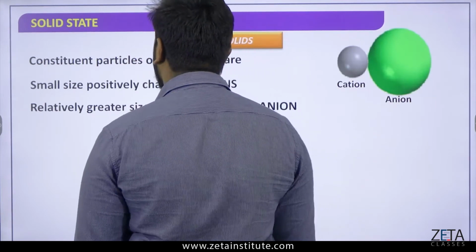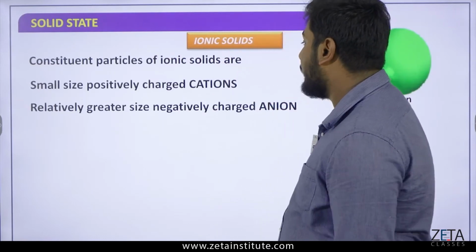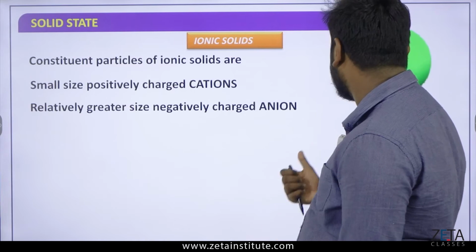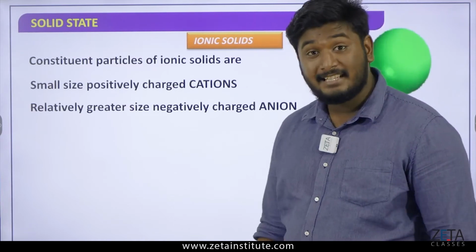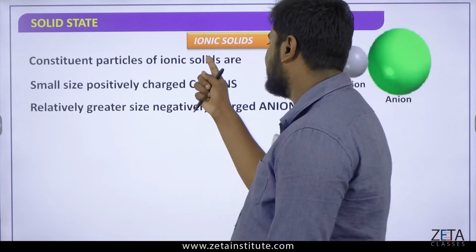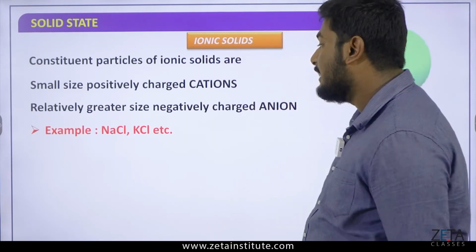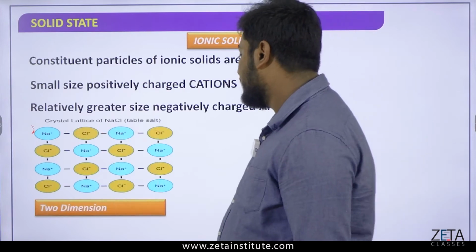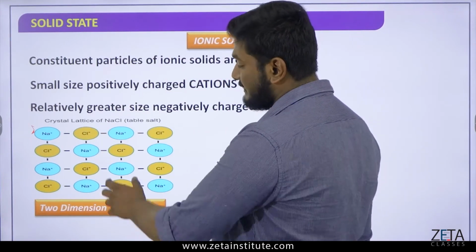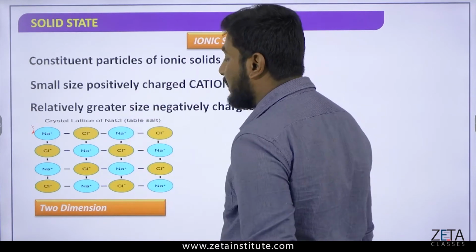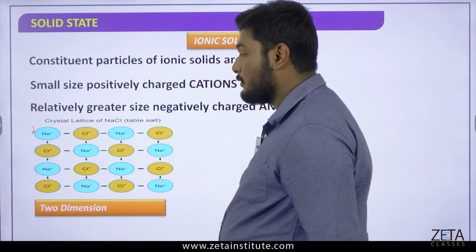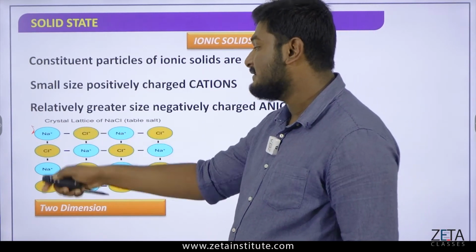Clear? And here constituent particles of ionic solid, we already discussed that. Here we have a small size cation and a large size anion, and cation is positively charged and anion is negatively charged. So these two are the constituent particles in case of our ionic solid. Clear? Now we have example NaCl, KCl, etc. Clear? So here I am taking an example of NaCl, that is an example of our ionic solid. Here we have the positively charged Na plus and negatively charged Cl minus ion. This is anion and this is cation.